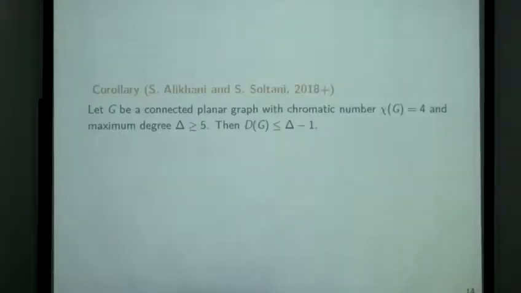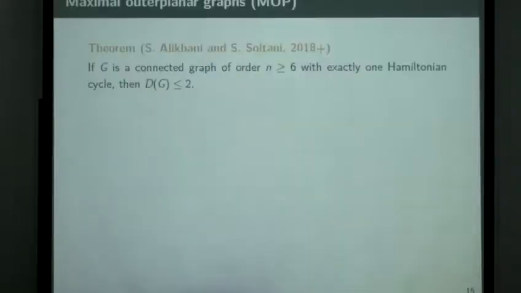And so by the previous theorem, we have this corollary that if G is a connected planar graph with chromatic number 4, and also with this condition, then the distinguishing number is less than or equal to delta minus 1.